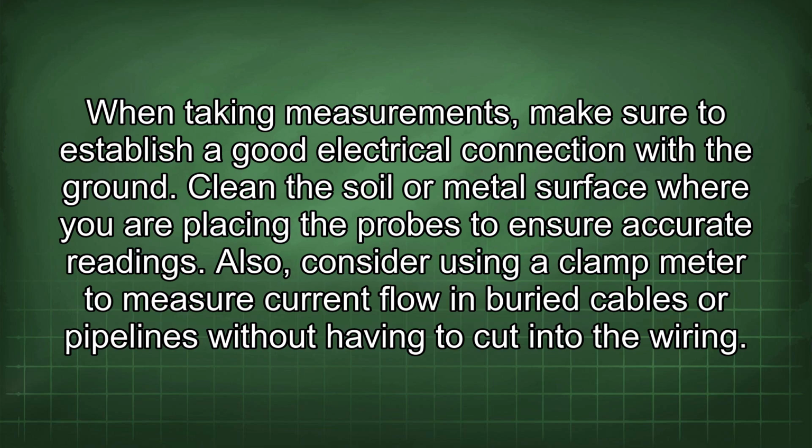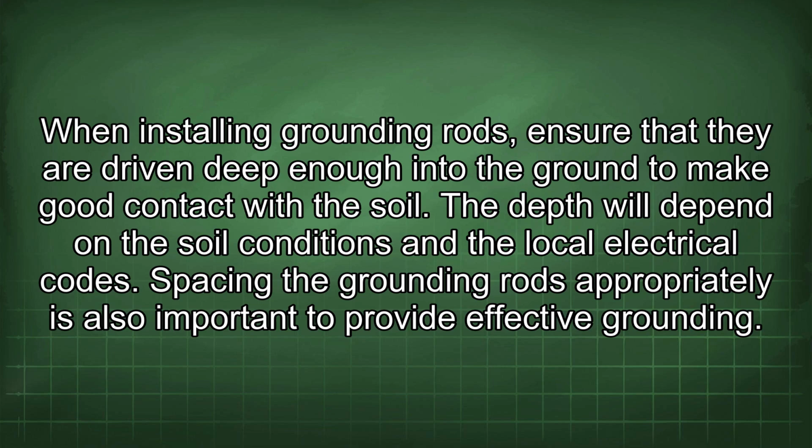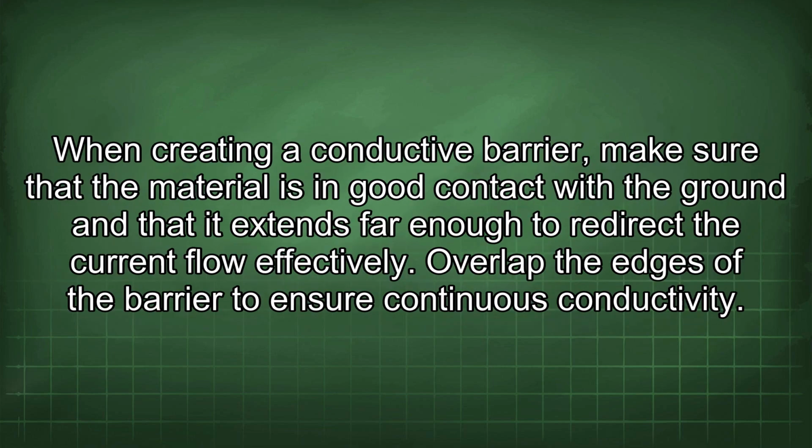the wiring. When installing grounding rods, ensure that they are driven deep enough into the ground to make good contact with the soil. The depth will depend on the soil conditions and the local electrical codes. Spacing the grounding rods appropriately is also important to provide effective grounding. When creating a conductive barrier, make sure that the material is in good contact with the ground and that it extends far enough to redirect the current flow effectively. Overlap the edges of the barrier to ensure continuous conductivity.